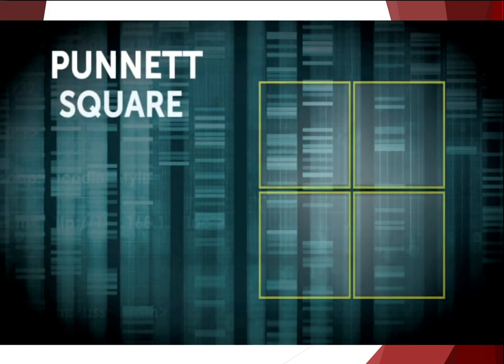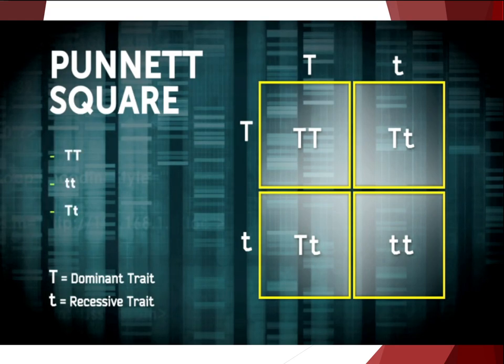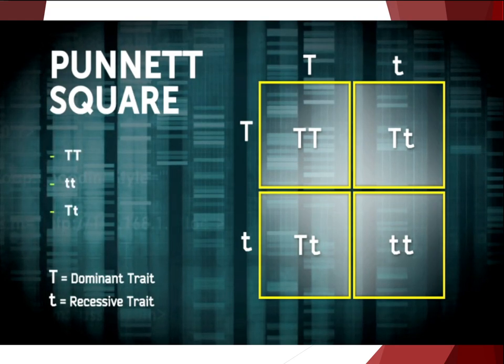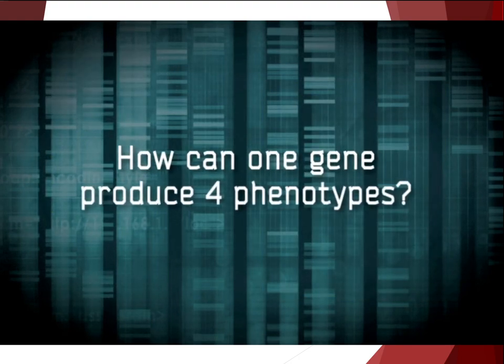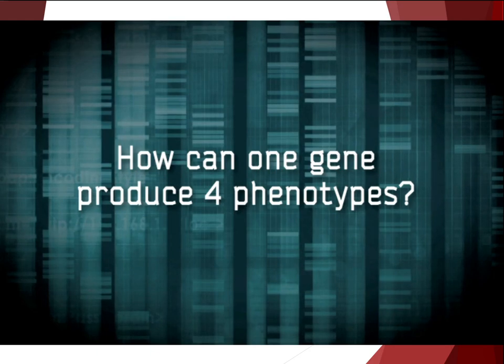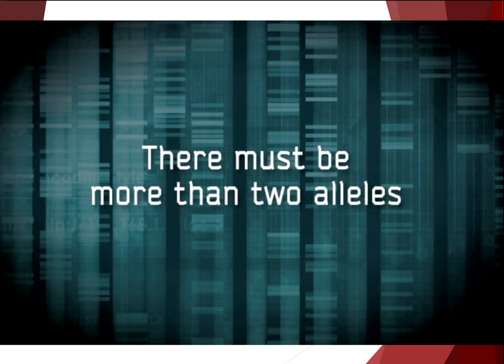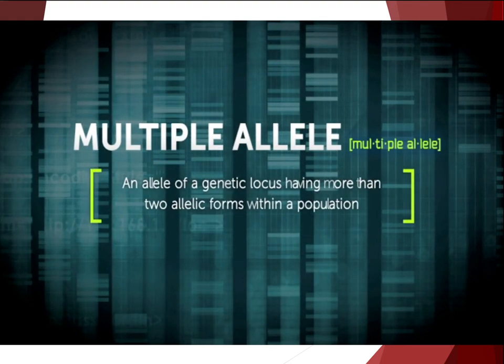We know that with incomplete dominance and codominance, two alleles of a gene can result in three possible phenotypes. But what's happening with human blood? How can one gene produce four phenotypes? If four or more phenotypes are expressed by a particular gene, then there must be more than two alleles that exist for that gene. We call this multiple alleles.